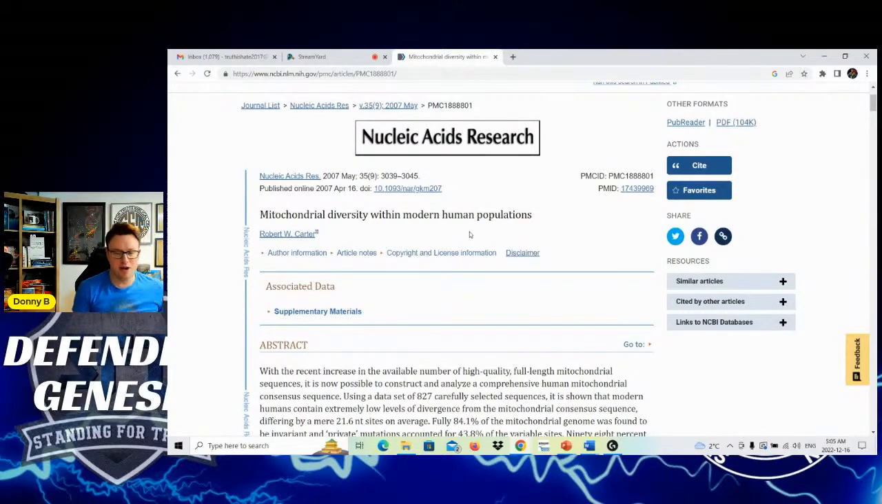Okay. So here's the thing. This is a paper, Nucleic Acids Research, Mitochondrial Diversity Within Modern Human Populations. Guys, we know Eve. We literally have her sequence. And most evolutionists, the majority of evolutionists, don't know this. And you pull this out on them and they really struggle.